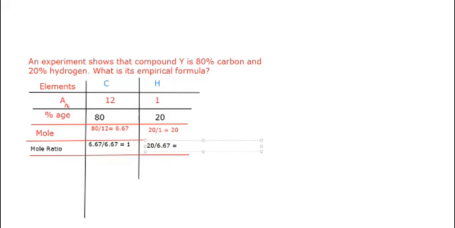Sir, it's 2.9985. It is about equal to 3. Am I right? 2.9985 is equal to 3. Is that clear? So the mole ratio of hydrogen is 3. Okay, we found the mole ratio.